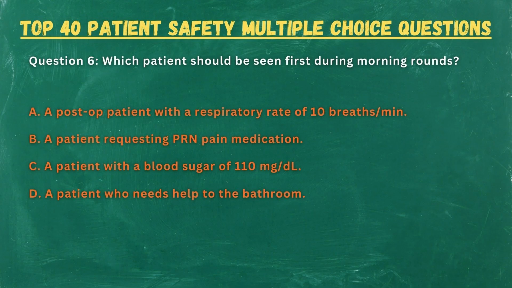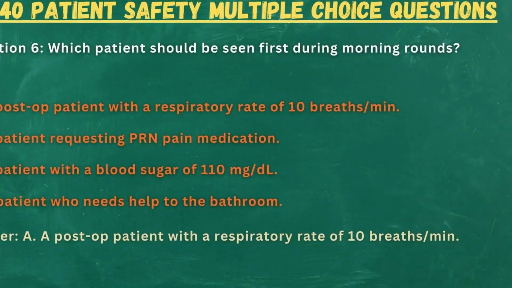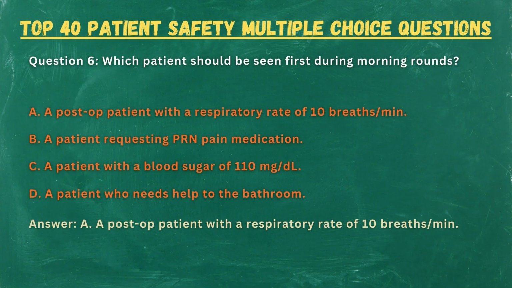A. A post-op patient with a respiratory rate of 10 breaths/min. B. A patient requesting PRN pain medication. C. A patient with a blood sugar of 110 milligrams per deciliter. D. A patient who needs help to the bathroom. Answer. A. A post-op patient with a respiratory rate of 10 breaths/min.